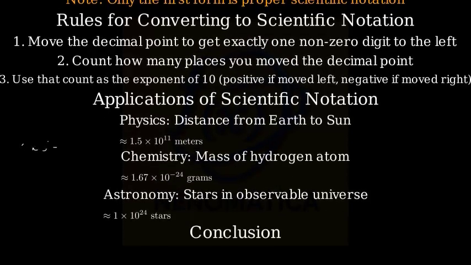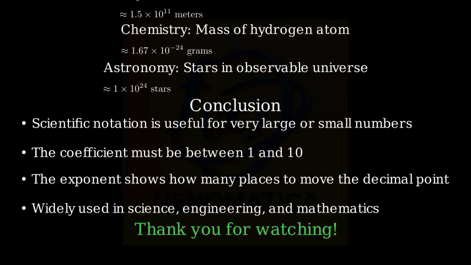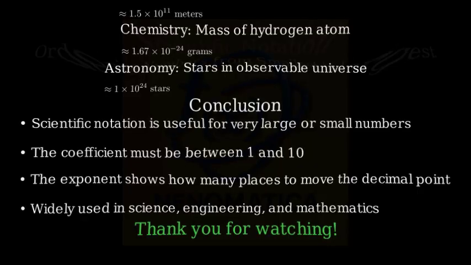In conclusion, scientific notation is a powerful way to represent very large or very small numbers in a compact form. Remember the key rules. The coefficient should be between 1 and 10, and the power of 10 indicates how many places to move the decimal point. Practice these conversions, and you'll soon be comfortable working with scientific notation in various contexts.